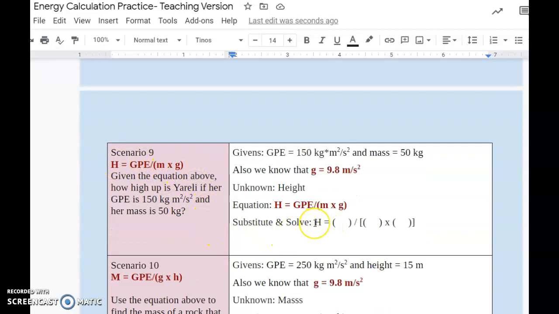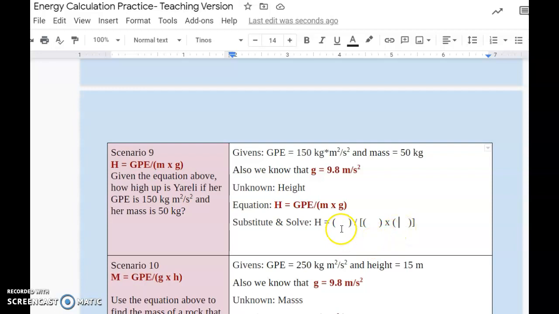Now to plug it in, height is what we're trying to find, so you can't plug in anything. You will plug in the gravitational potential energy right there. You will plug in the mass, and then you will plug in the gravitational acceleration value right there and punch it out. For GPE, you don't have to worry about which one you punch out first, but you need to multiply these two first to get one number, and then take the top number to divide by that, just to make sure you have the accurate answer.